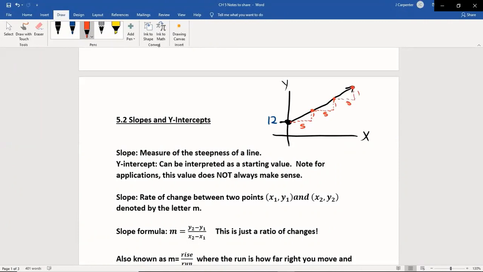The 5 in this scenario is what we would call the run, and the 1 in this scenario is what we would call the rise.